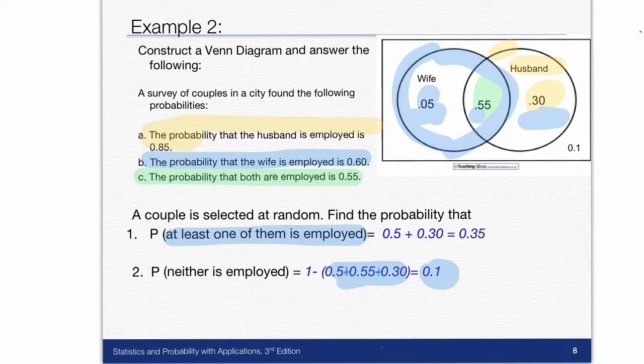Now, if you remembered in your sample space to do that extra value that was outside the circles, then you already calculated this. If you didn't, then this is asking you to do that. What's the probability that neither is employed? It's that 0.1, the value that sits outside. Hopefully this gives you a good format to follow as you work on your problems.